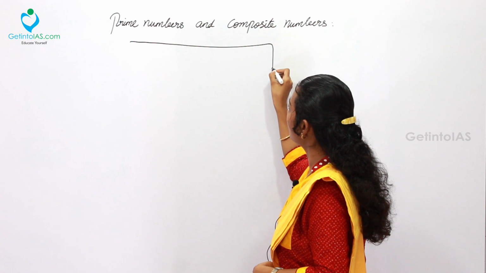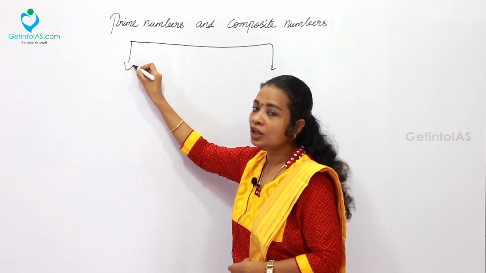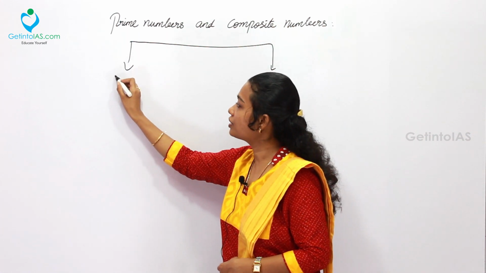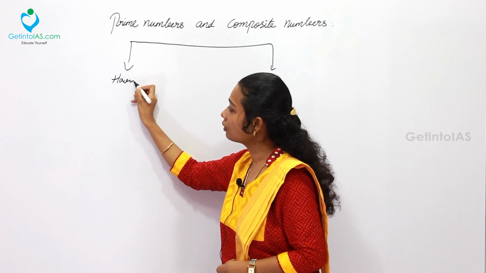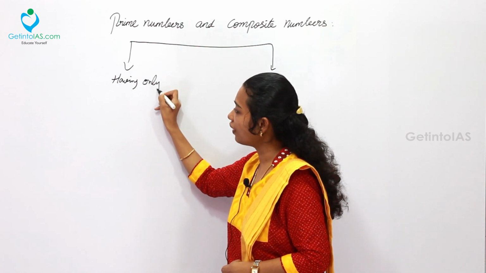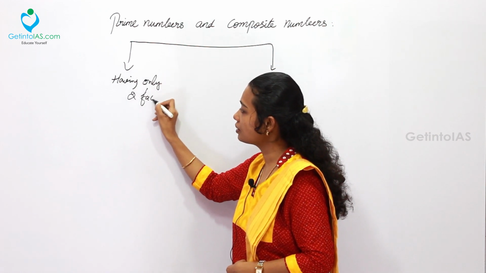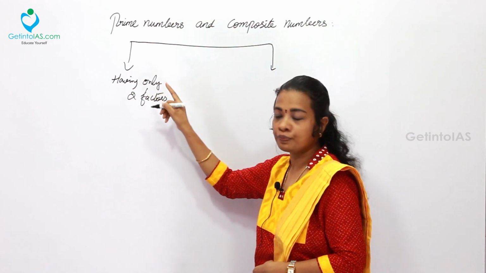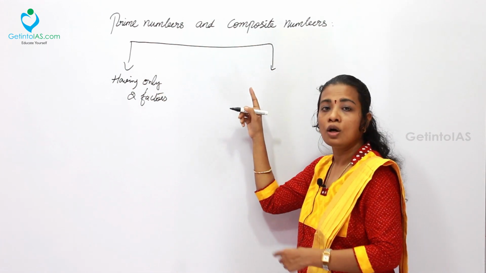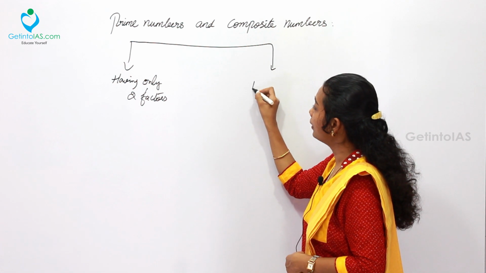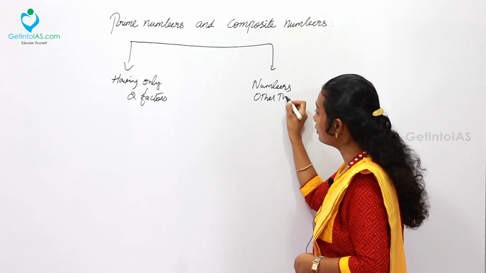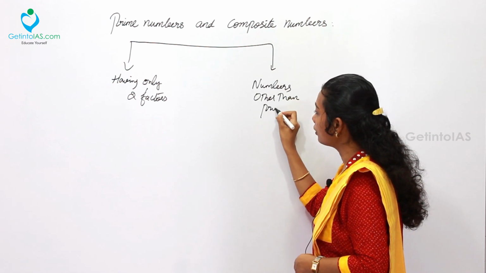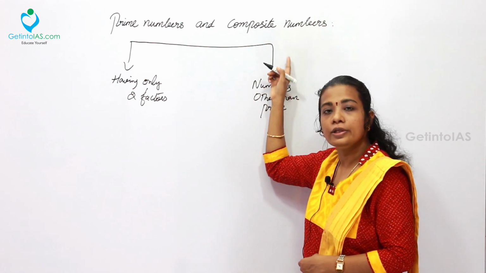So what is a prime number and what is a composite number? A prime number is the one which is having only two factors. That is said to be a prime number. What is a composite number? On the other hand, numbers other than prime numbers are called composite numbers.